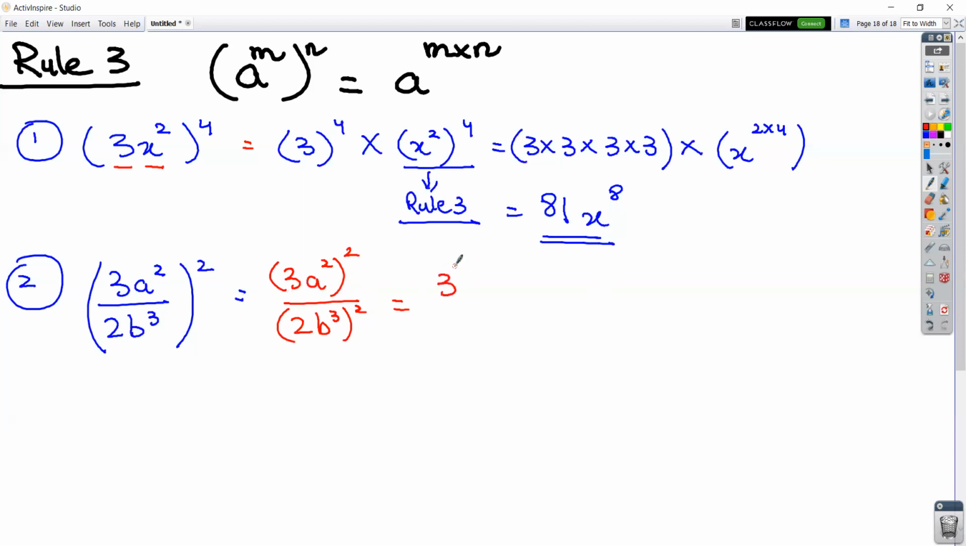We can write it down 3 power 2, which is 3 squared. There's a multiply sign, and then a squared is having a power 2. We're going to do the same thing in the denominator. There's a 2 outside the bracket, which means that this square will go with 2 as well as with b cubed. I'm going to first write them separately, which is 2 power 2 times b cubed with the power of 2.